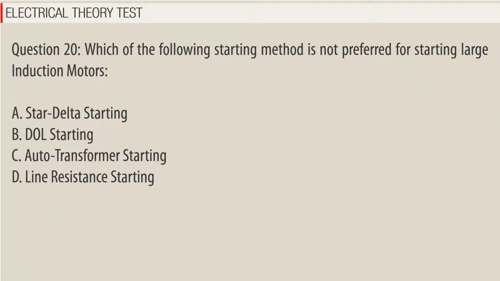Question 20. Which of the following starting methods is not preferred for starting large induction motors? A. Star delta starting. B. DOL starting. C. Auto transformer starting. D. Line resistance starting.